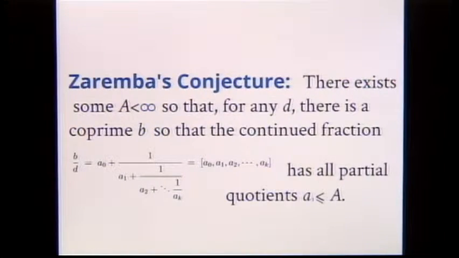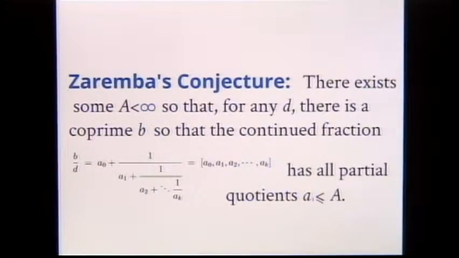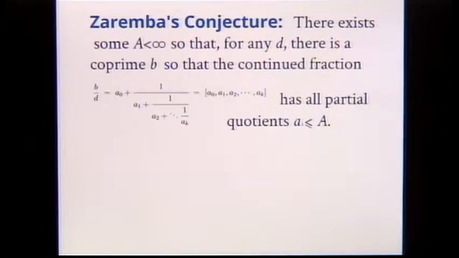Euclid could have understood this conjecture, right? This is the Euclidean algorithm. It's just finite continued fractions, rational numbers, nothing complicated here. You give this to a high school kid in Hungary or something, they should be able to solve it, you'd think. It's been around a while. So why was Zaremba interested in this?